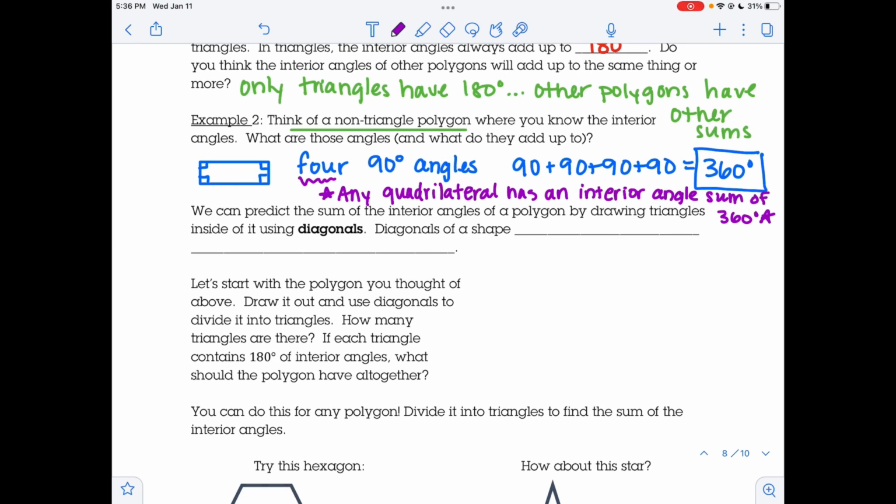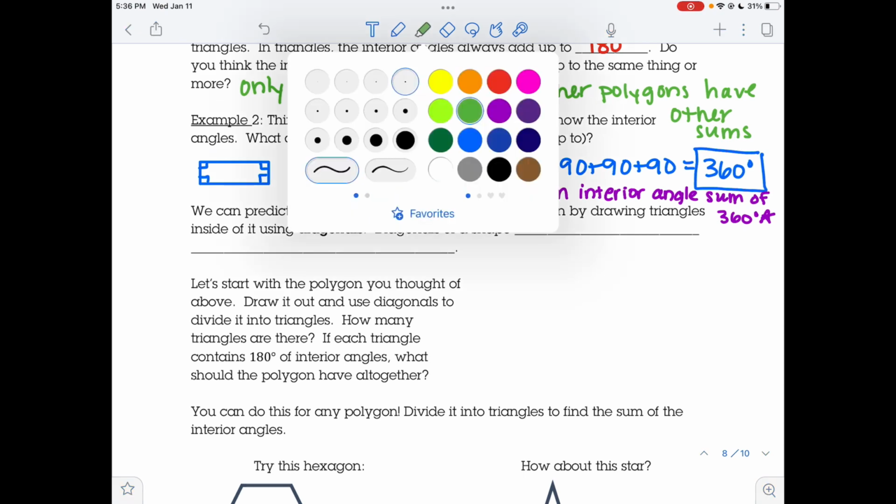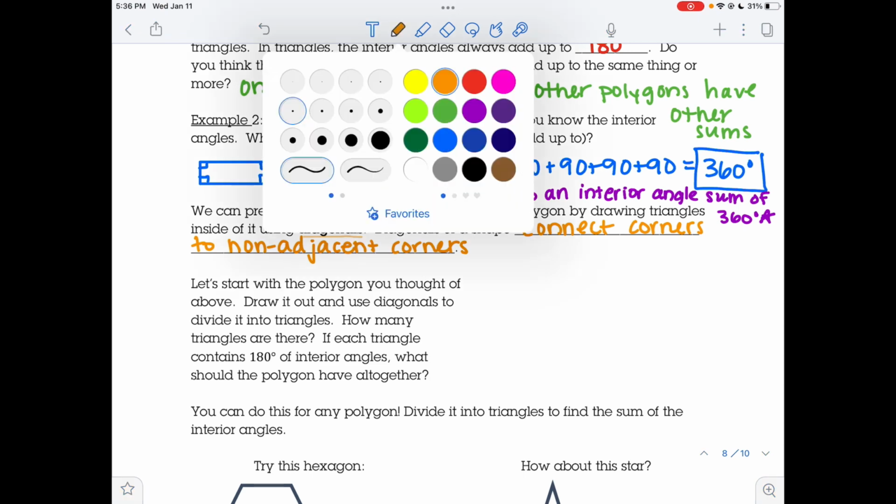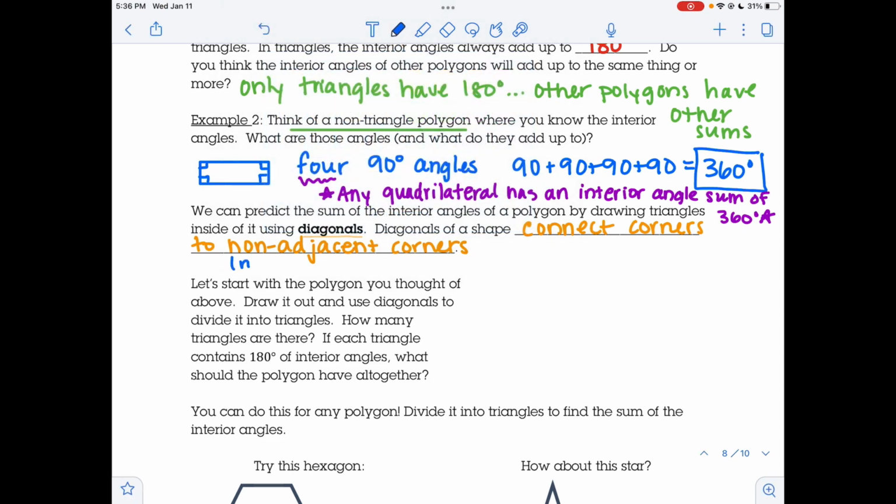This next part, we can predict the sum of interior angles of a polygon by drawing triangles inside of it using a part of the shape called the diagonals. So the diagonals of a shape connect corners to non-adjacent corners. Now, non-adjacent means not right next to. They're not neighbors.